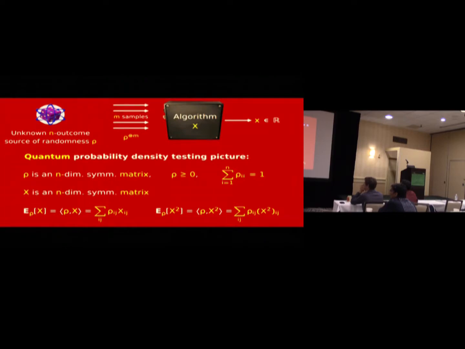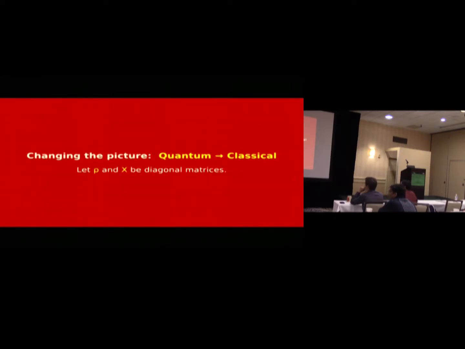If you have m samples, then it's the exact same picture, except that the new source of randomness is rho to the tensor power m, or the m-fold Kronecker product of the matrix rho. So this is now an n to the m dimensional matrix, and your algorithm will also be an n to the m dimensional matrix. But yeah, let me answer your question.